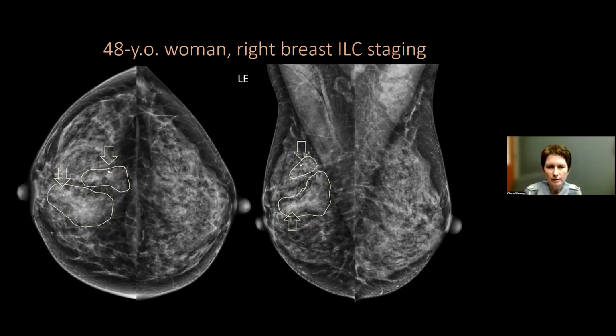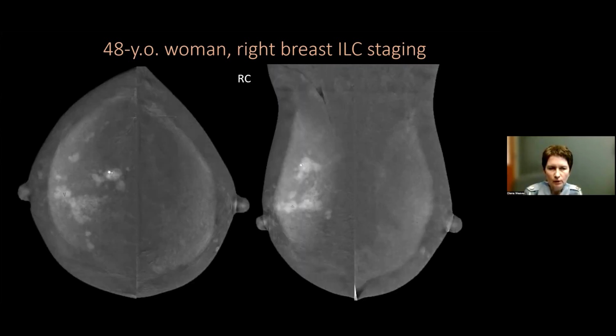probably suspect a couple of at least focal asymmetries. There are calcifications with those focal asymmetries. But when we do contrast mammography, we can see that the extent is actually quite a bit larger, especially in the craniocaudal, in the transverse plane.